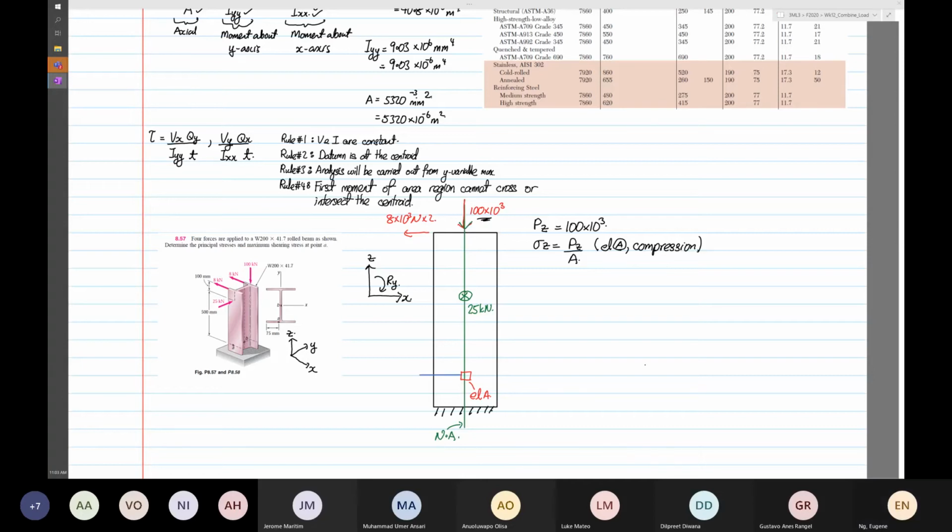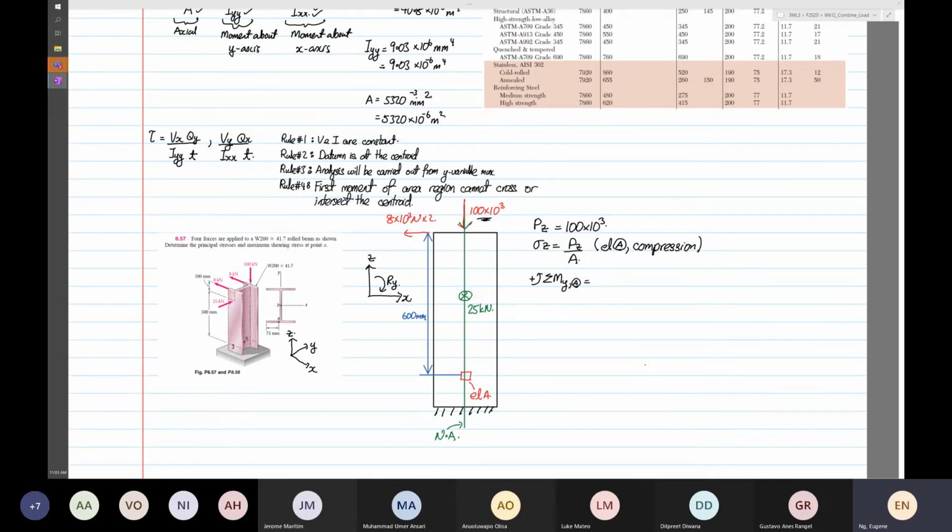Okay. And then we know the distance over here, right? So the distance over there is what? 600 millimeters. Okay. We look at the diagram. It is 600. So I'm going to call this as going this way, going in the anti-clockwise. Summation of moments in the y direction at element A.